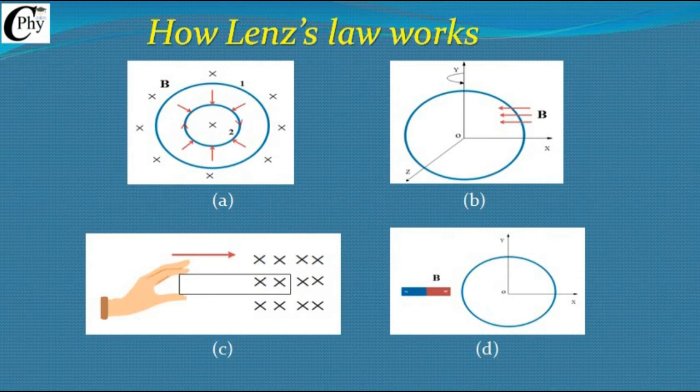Similarly, look at figure D. The magnetic field is along the x direction and the surface of the coil is in the xy plane. Now suppose you start moving the magnet along the x-axis. In this case, no current will be induced in the coil since the magnetic flux through the coil has not changed.